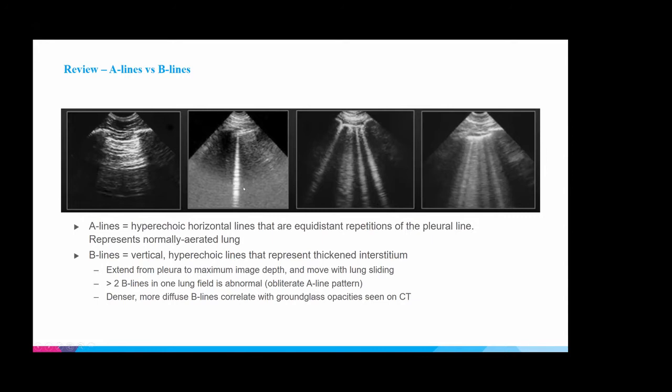And again, they will move with the sliding lung, with the pleura that's sliding as well. So you might see it move in and out of your view as the patient's breathing. If you see more than 2 B-lines, so 3 or more, that's abnormal, and that's going to obliterate the A-line pattern. And then as you get into more dense, more diffuse B-lines, this would potentially correlate with what you might see on CT as ground glass opacities.